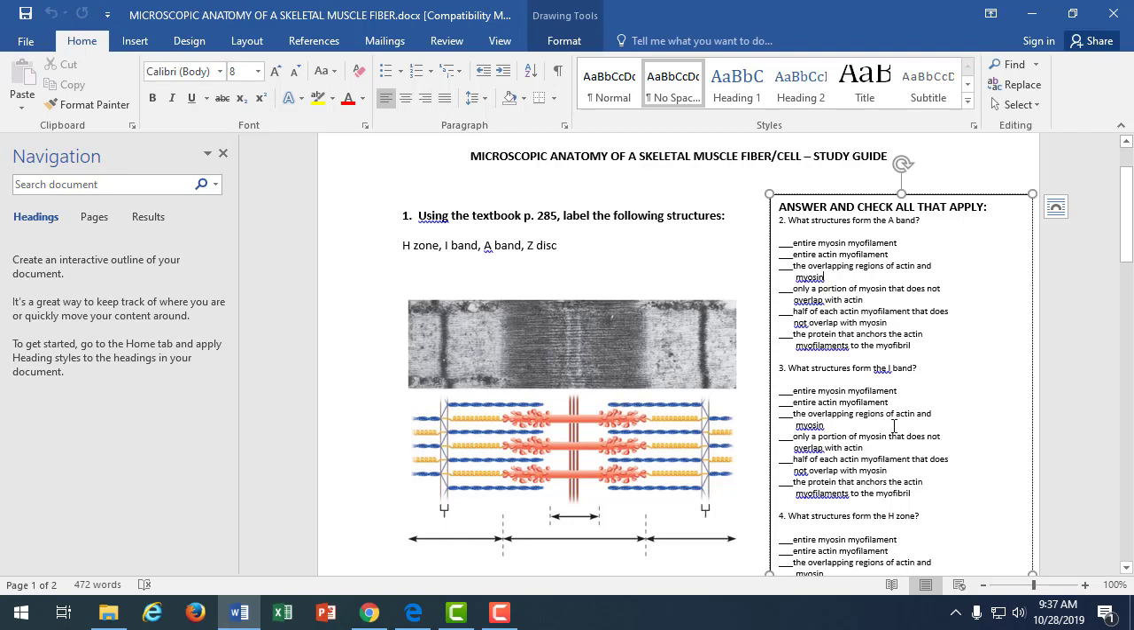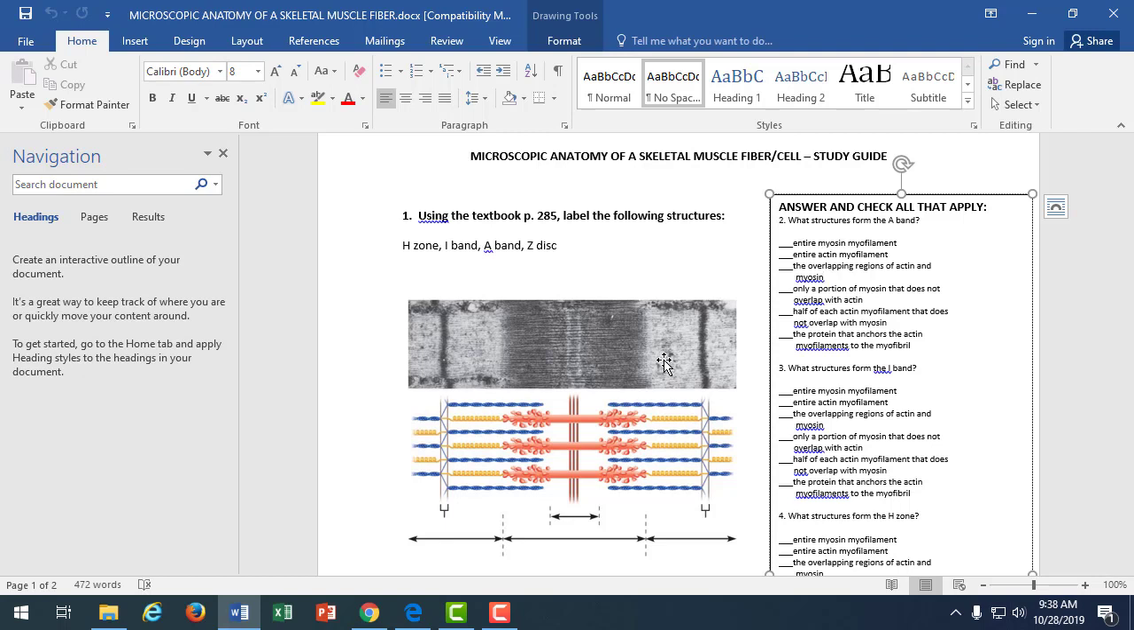The overlapping regions of actin and myosin, do we find that in the I band? Do we find myosin here? Nope. Only a portion of myosin? There's no myosin in the I band, correct? This is the I band right here. We already labeled this. There's no pink myosin over here. Okay, half of each actin myofilament that does not overlap with myosin?